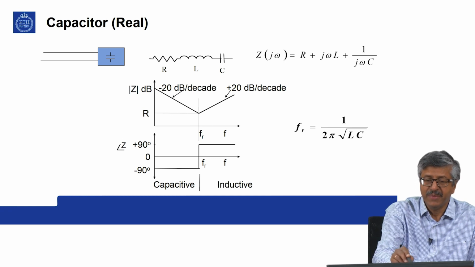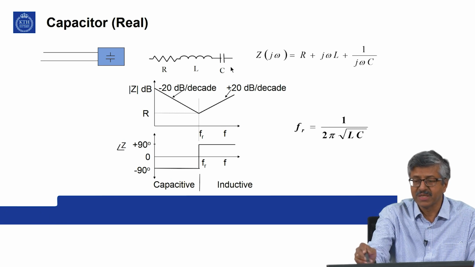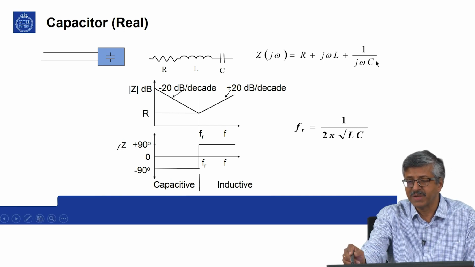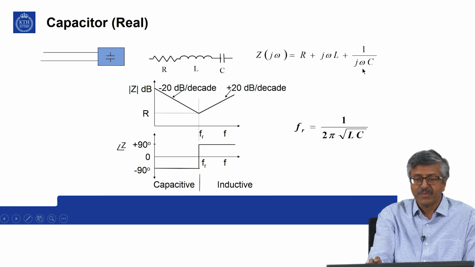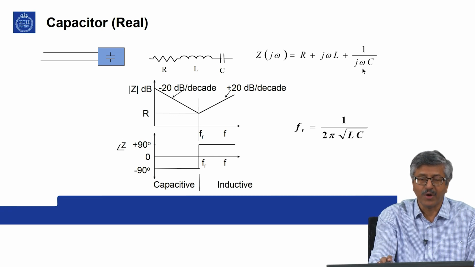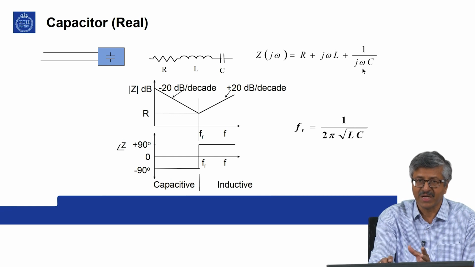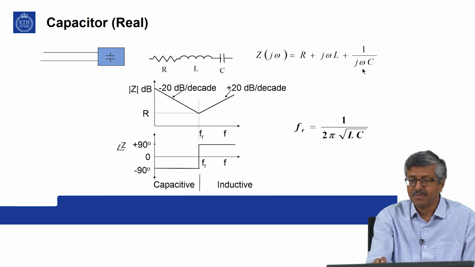If we write the impedance of this real capacitor, then we get R plus j omega L plus 1 by j omega C. Now, you can do a Bode plot, a frequency plot of this. At the corners we are doing this idealization and we are assuming sharp turnaround at the corners just for easiness. So, let us take this impedance.